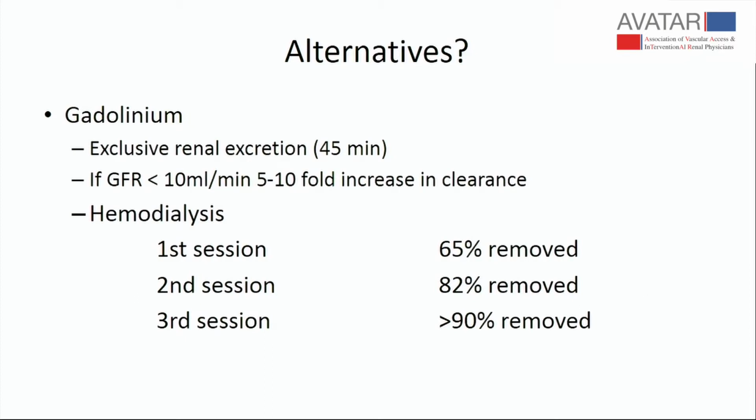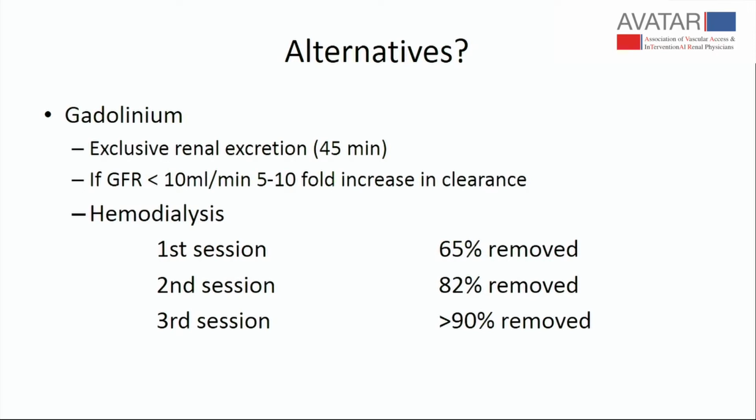So what were the alternatives? Back in the old days when I was first doing this stuff, we looked at gadolinium as an alternative. Why were we doing this? Well, it was exclusively excreted by the kidneys. If the GFR was less than 10 mils per minute, there was a 5-fold increase in the clearance rate. So they recommended 3 hemodialysis sessions afterwards. The first one removed 65% of the gadolinium, the second one 82%, and the third removed about 90% of the gado that was circulating in it. And because we thought of gadolinium as an alternative contrast agent, we started using it quite a bit.